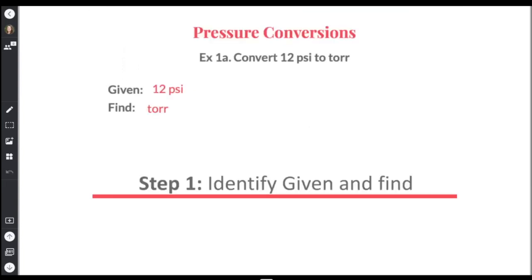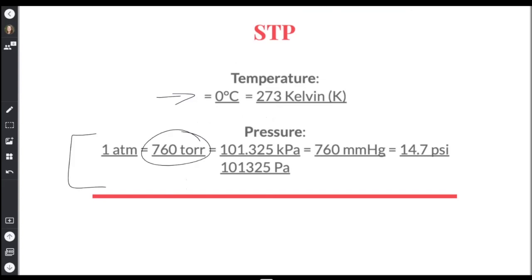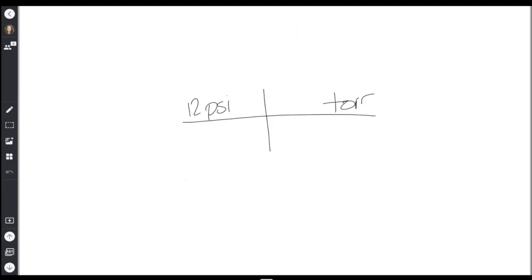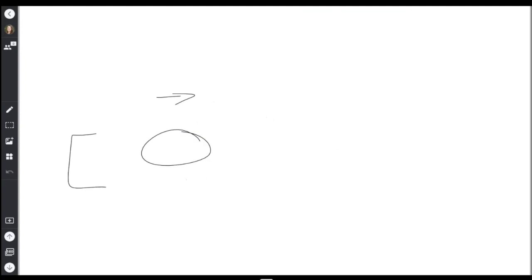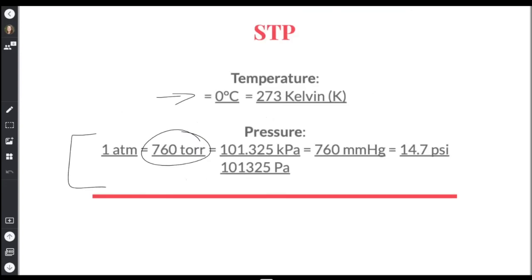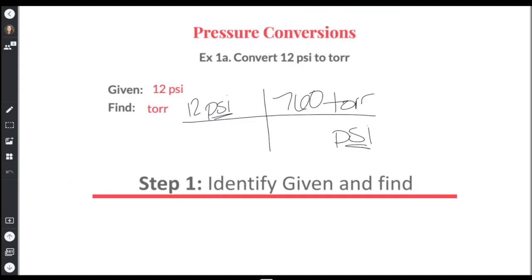12 psi to torr. So write down what you're given, 12 psi, and I want to go to torr. Well, what is the base for torr? 760, yes. All right, that's where I'm going to. And then whatever goes up must come down. So psi is here. Whatever goes up must come down. And therefore, what is the base for psi? 14.7.